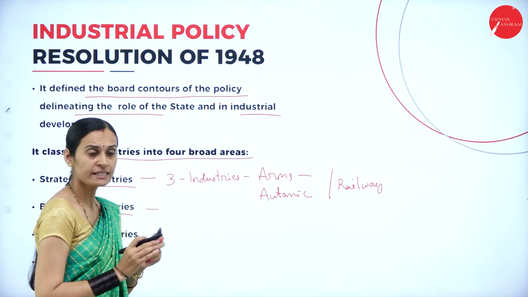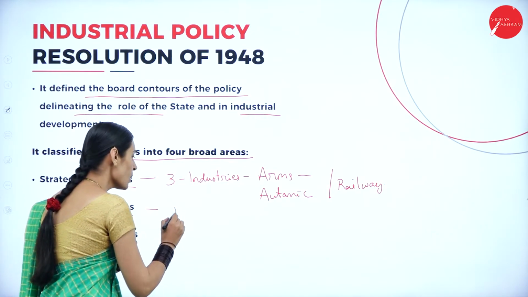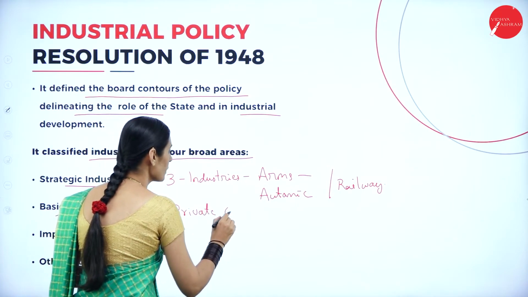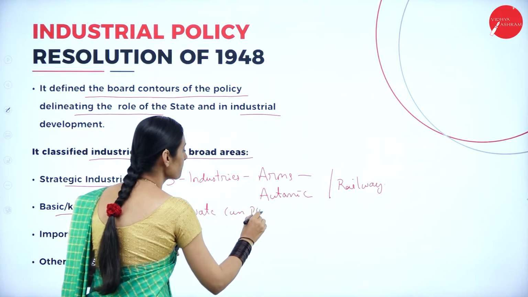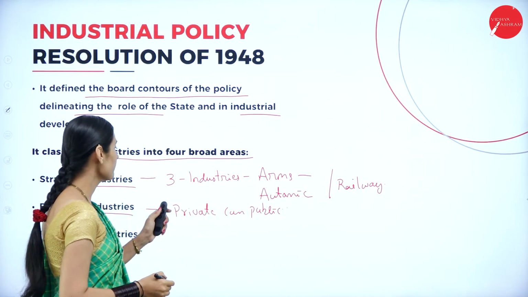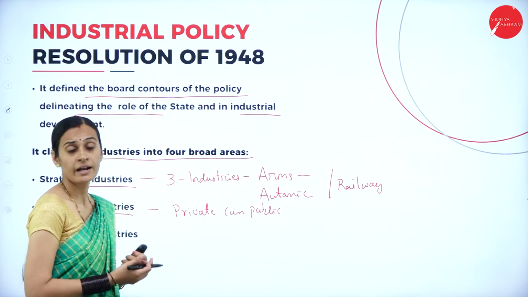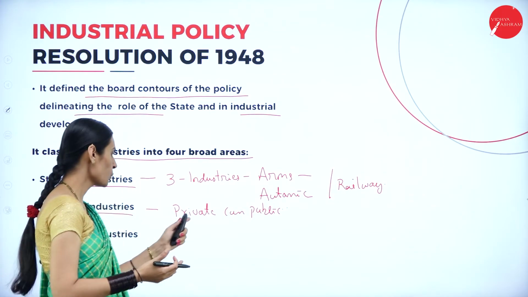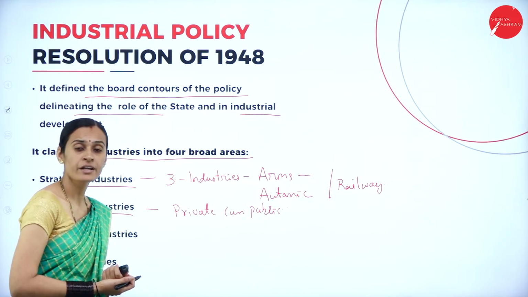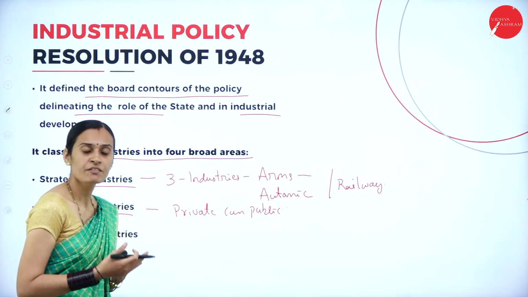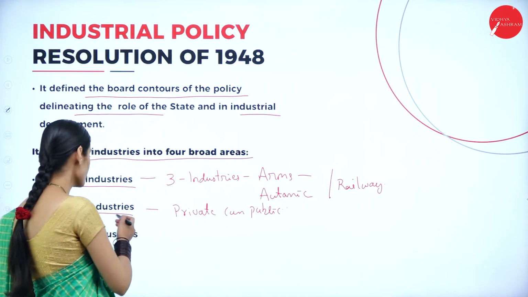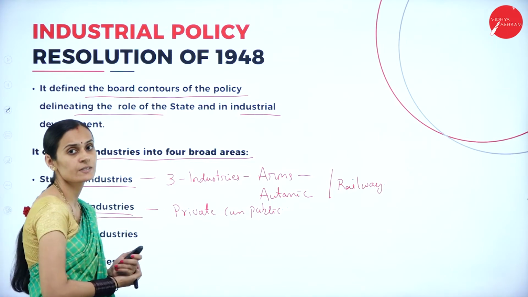Okay, so these basic and key industries belong to private and public sectors. These are private cum public sector industries, and there are 6 industries which belong to them. Coal and iron and steel industries, then aircraft manufacturing, then shipbuilding industries. So there are 6 industries which belong to the basic and key industries.